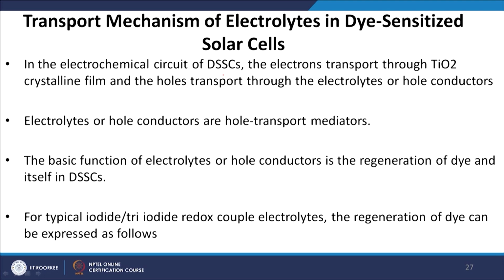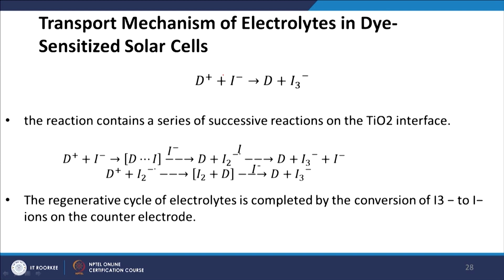For typical iodide triiodide redox couple electrolytes, the regeneration of the dye can be expressed by the following equations. Here you have the dye which is in an excited state, D plus, that is what we mean, and then iodide, I minus. The dye in the excited state grabs an electron from this iodide.